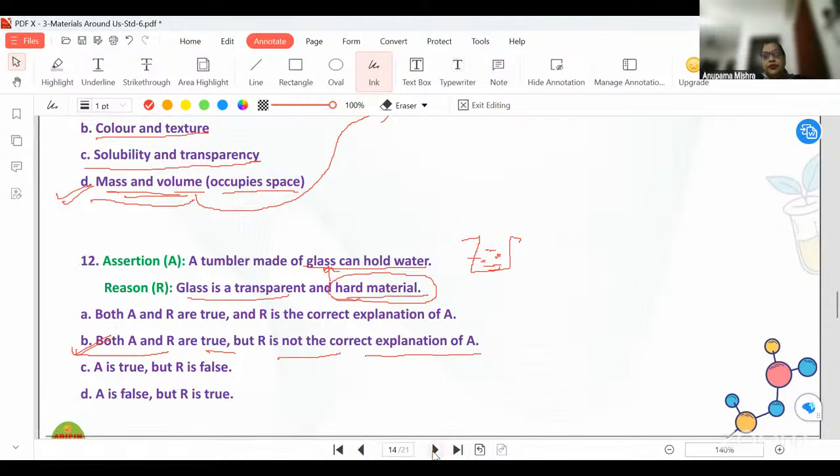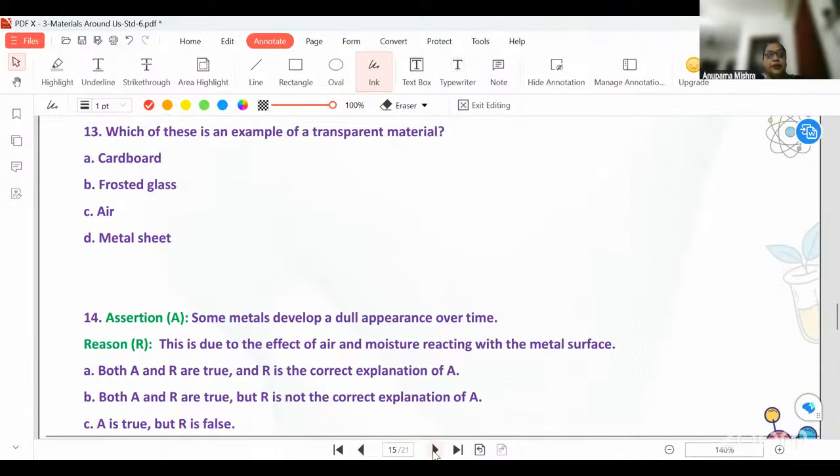Next, let us move to question numbers 13 and 14. Which of these is an example of transparent materials? Now let me see how many of you are answering. Clearly we can see. 12B is over. Now let us see the 13 answer.